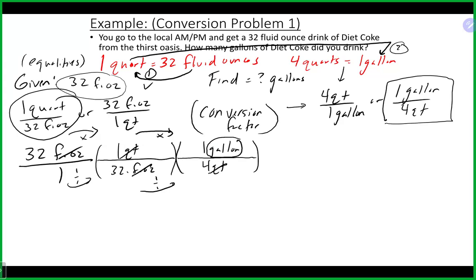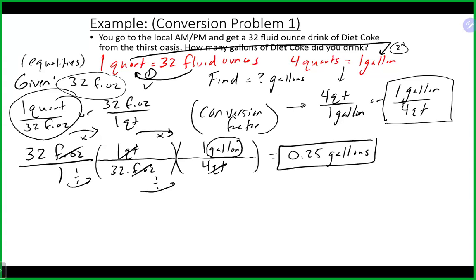All that's left is the multiplying and dividing part, right? So we're going to take 32 divided by 32 and hit equals, and then divide it by 4, and we're going to end up with 0.25 gallons in this case.